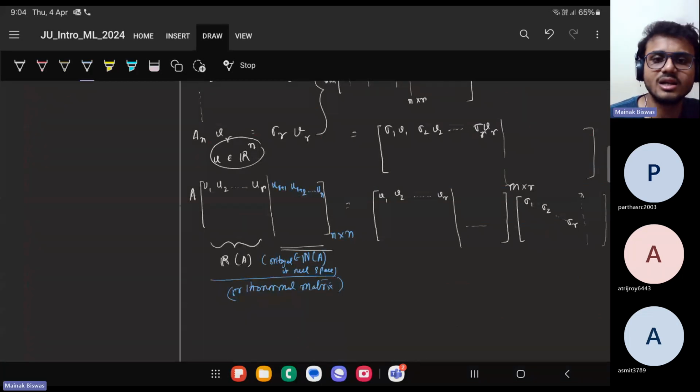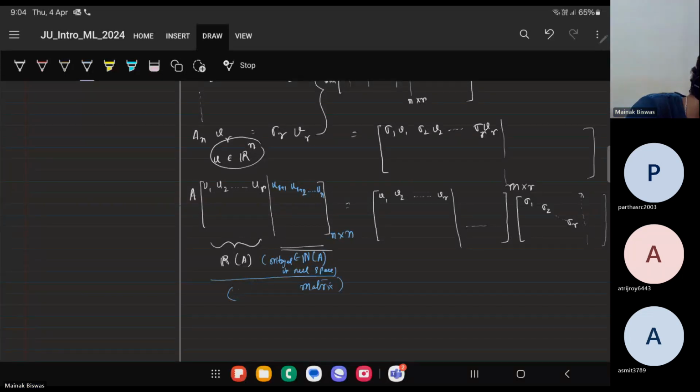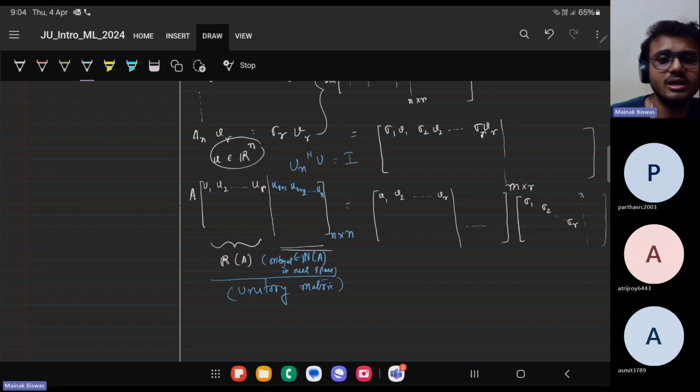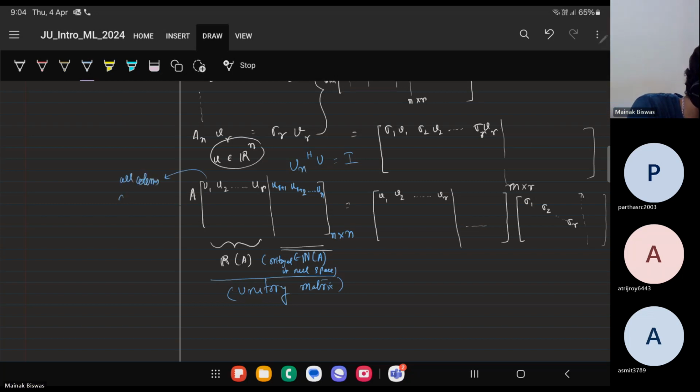Okay, is that clear to everyone? So this is a unitary matrix. If I write this as U N Hermitian U N is equal to 1. Yes or no? Agreed? Why is it unitary? All columns are orthogonal.